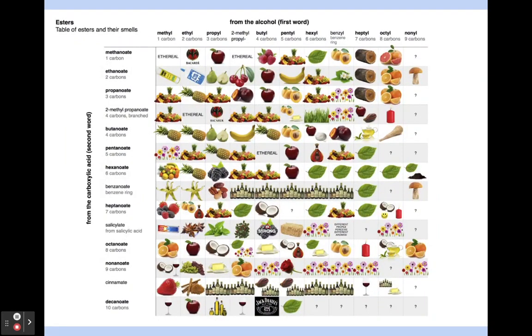So this table I just thought was a little bit interesting. You'll understand more about the sides when we get to the naming, but these are all different scents that are created by an ester. So a banana scent is with a 2-methylpropyl and then a 4-carbon. So just lots of different scents that are made by esters.